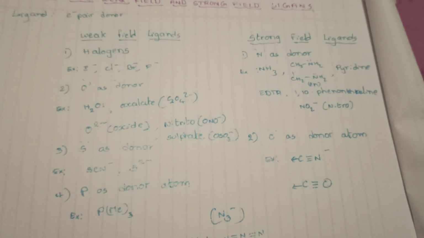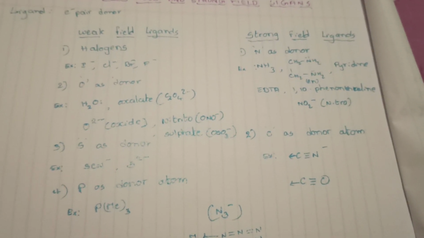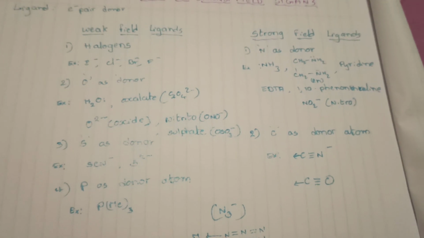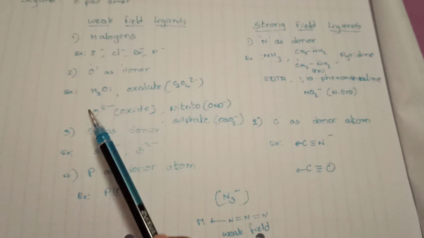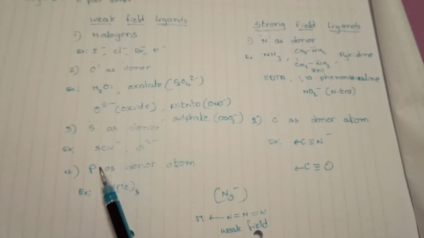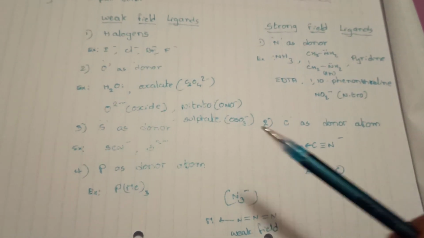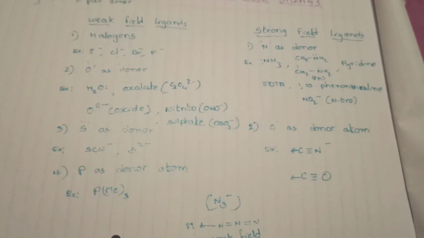If your ligand has nitrogen or carbon as a donor atom, you can say it's a strong field ligand. And anything else, like halogens, or oxygen, sulfur or phosphorus as the donor atom, you can say the ligand is a weak field ligand.